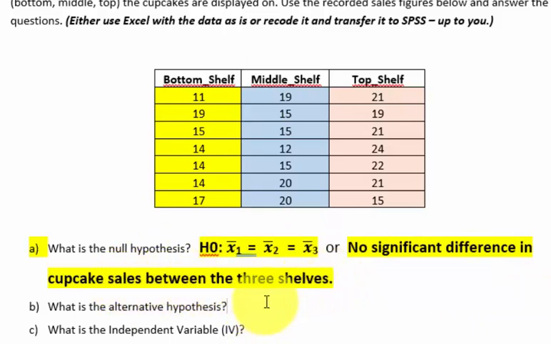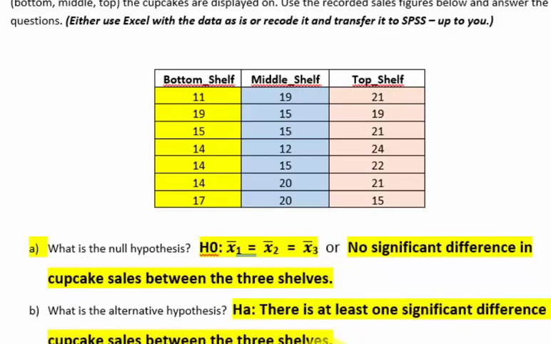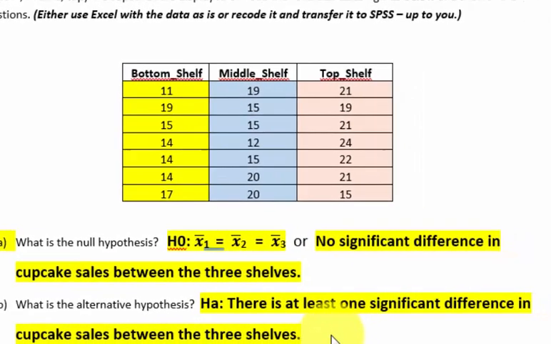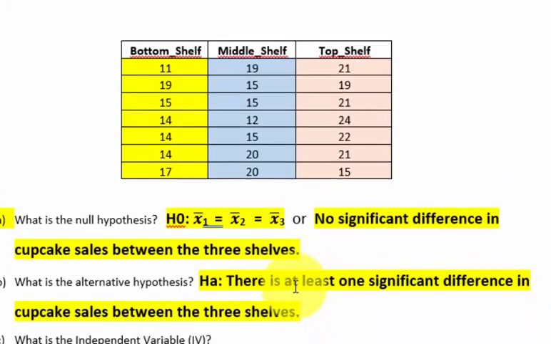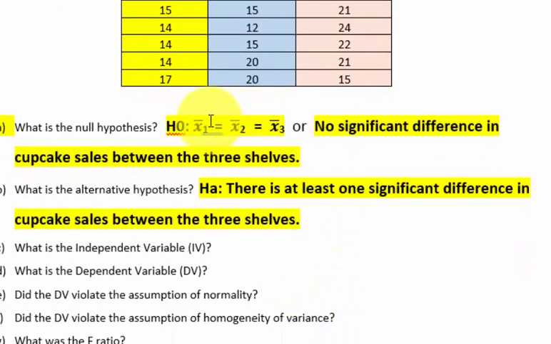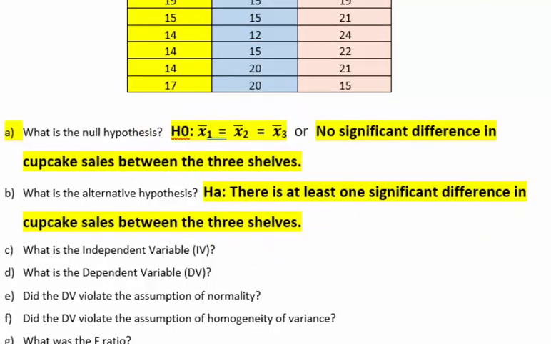The alternative hypothesis is just the opposite. There's at least one significant difference in the cupcake sales between the 3 shelves. So that's pretty basic. Remember that at all times. The null says no difference. The alternative says there is a difference. This is called proof by falsification. That's why we try to shoot down the null. If we shoot down the null, we can accept the alternative as being the correct one.